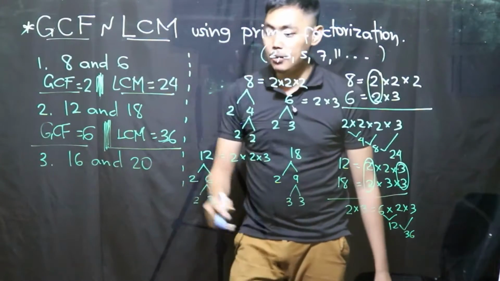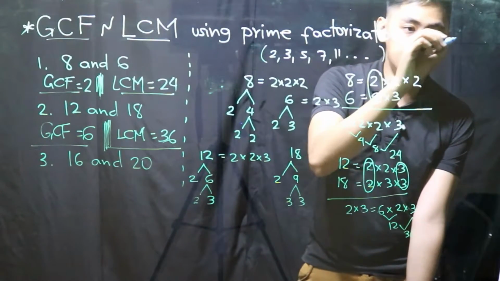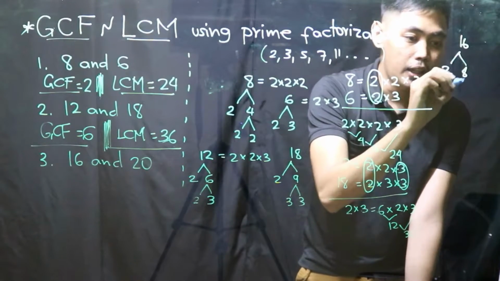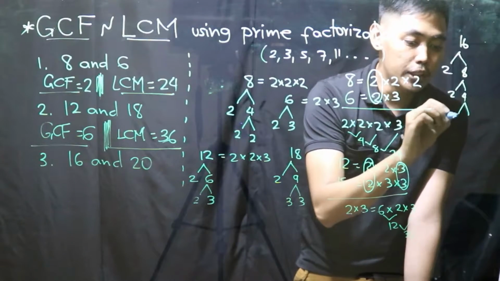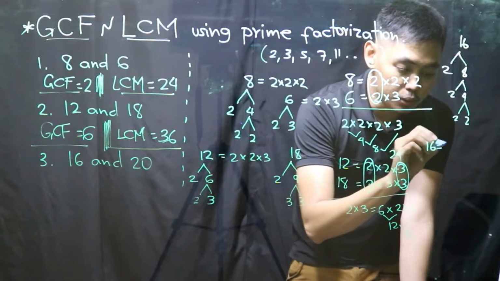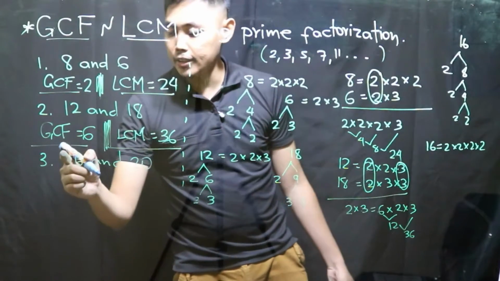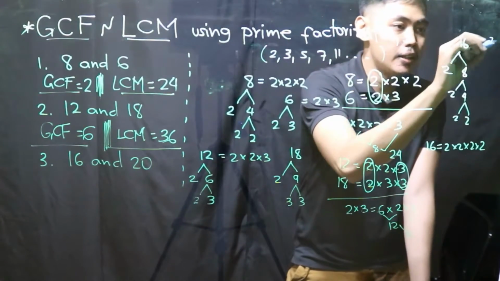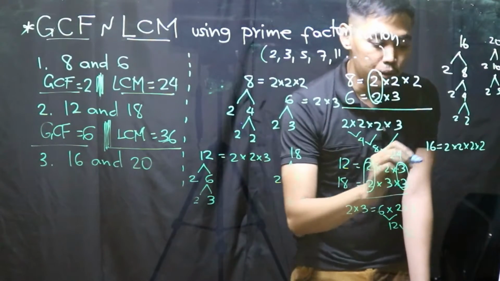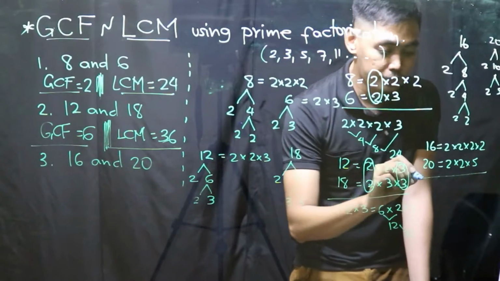Alright. Let's proceed with 16 and 20. We have 16. 16 is 2 times 8. 8 is 2 times 4. 4 is 2 times 2. So, we have here that 16 is equal to 2 times 2 times 2 times 2. Alright. Let's get 20. So, 20 is 2 times 10. This is 2 times 5. So, 20 is equal to 2 times 2 times 5.